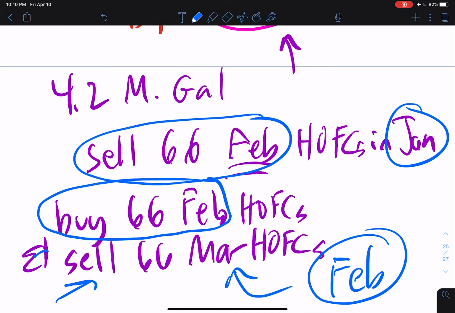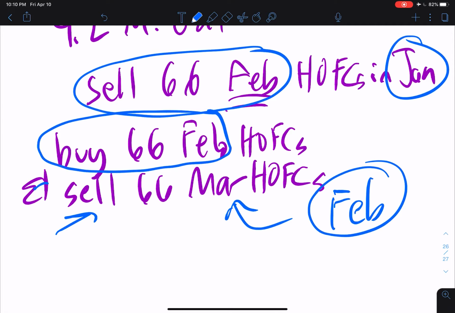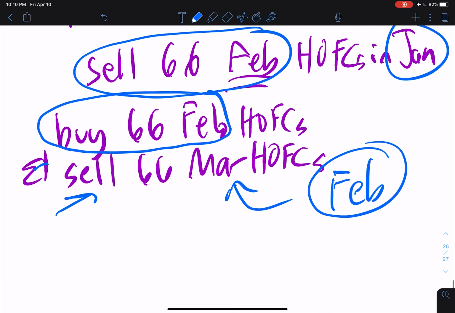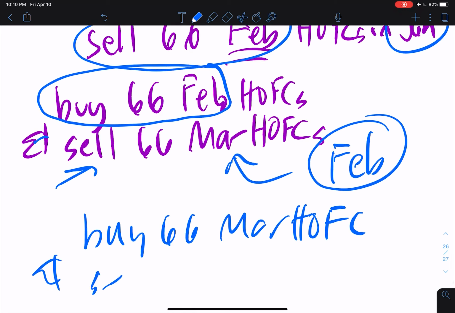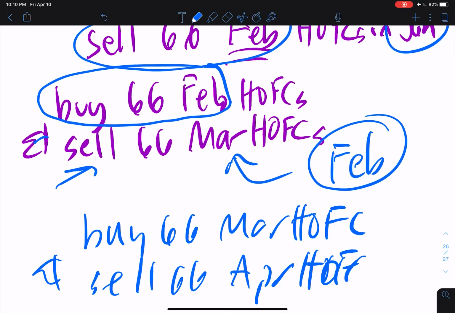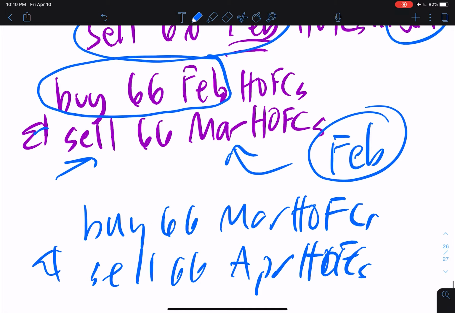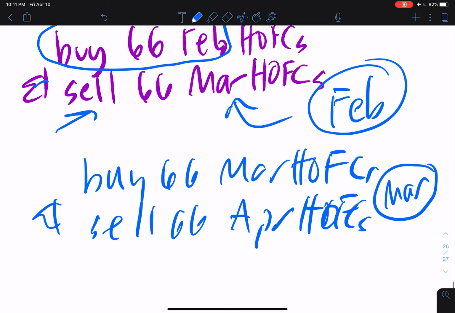And to hedge the March, you can imagine he would buy 66 March heating oil futures contracts and sell 66 April heating oil futures contracts to hedge the value of that inventory for the month of March, up to the last trading day of the April heating oil futures contract in late March. So that's how that works.